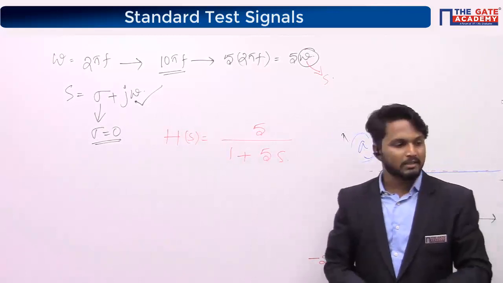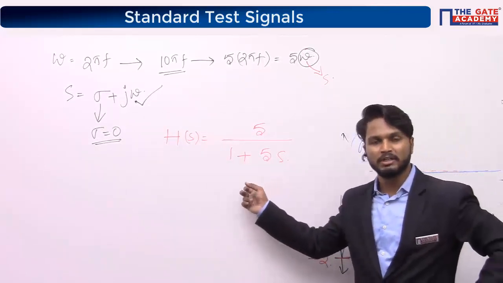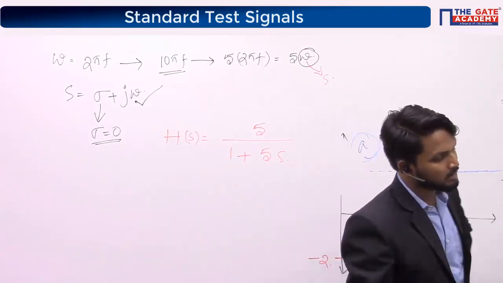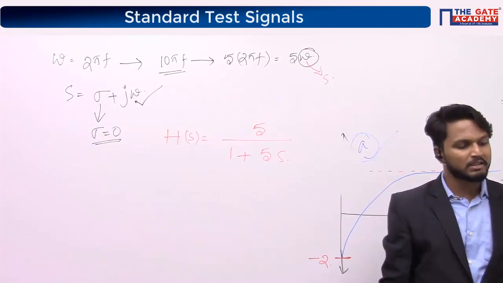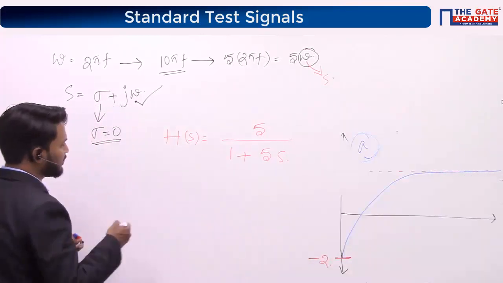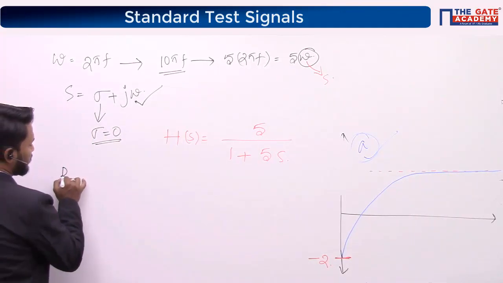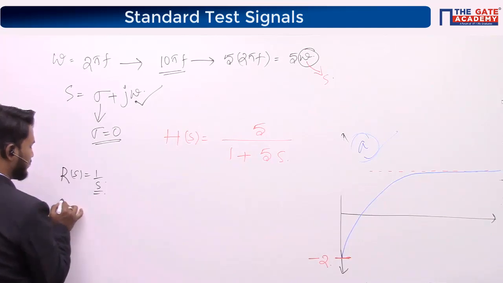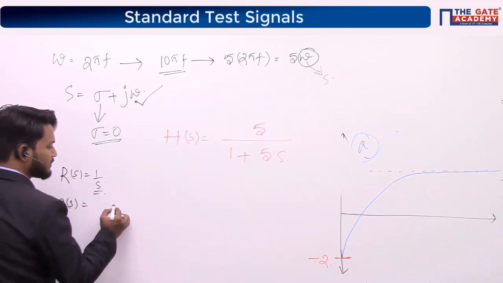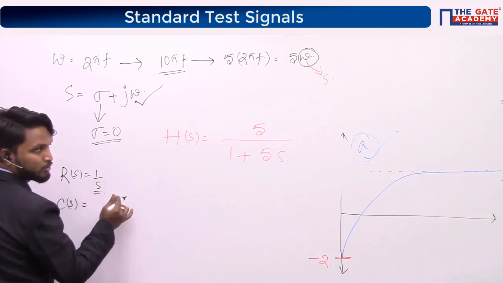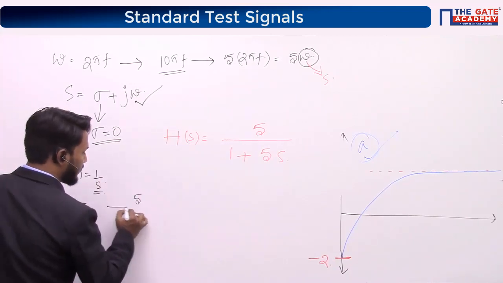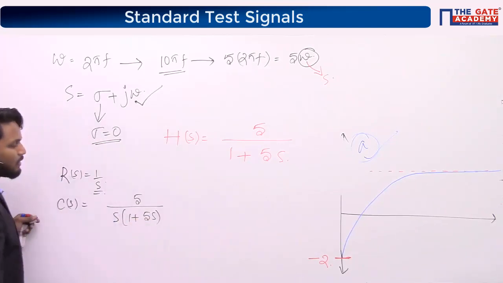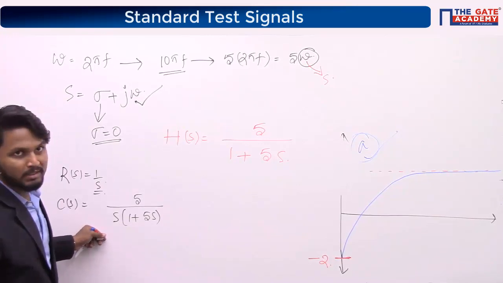So just calculate the unit step response for this. What are you getting? Yes, option B. Option B is 5 into 1 minus e power minus t by 5. So for unit step response, R of s is equal to 1 by s. Input is 1 by s. Then C of s will be equal to what? C of s is equal to R of s multiplied by H of s. That is 5 by s into 1 plus 5s.